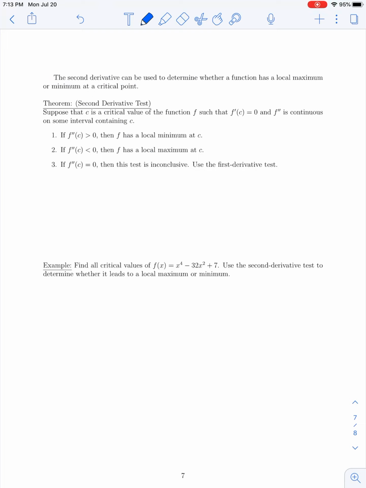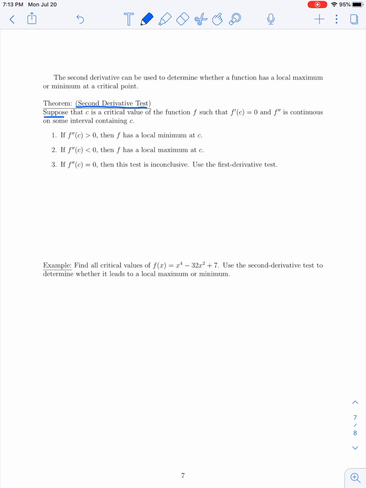Now, in the last part of this section, we'll consider an application of the second derivative in determining whether a function has a local maximum or a local minimum at a critical point. So we had a result known as the first derivative test, where we used f prime to determine whether a function had a maximum, a minimum, or neither at a critical point. And we have a similar test known as the second derivative test to tell us whether a function has a local max, min, or neither at some critical value.